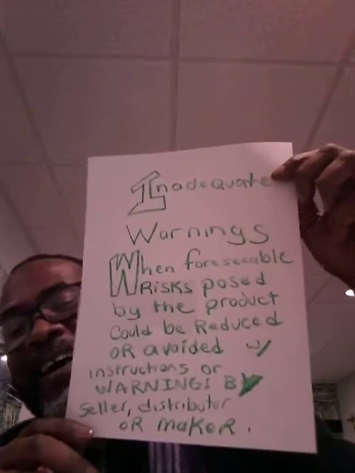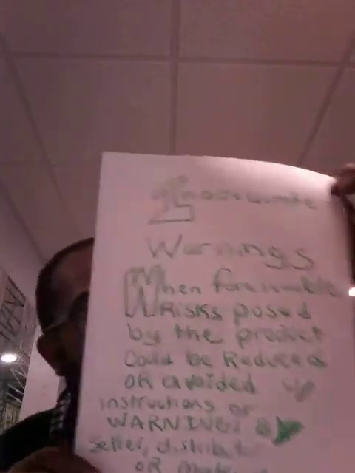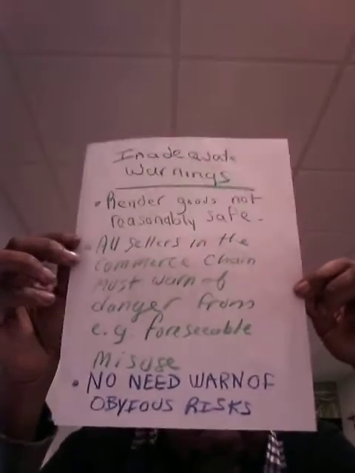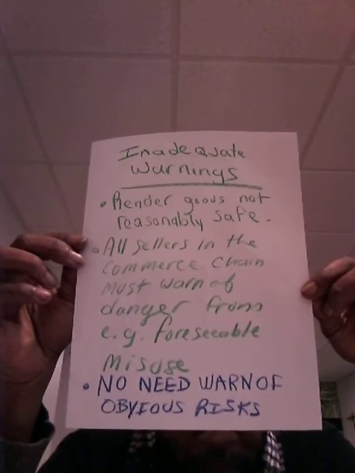I'll put this up here for you guys just to see that for a second. It'll be in the PowerPoint. So an inadequate warning renders the product not reasonably safe, and for that inadequate warning, every person in the commercial chain that gets that product to the consumer or end user is responsible, right? So all sellers in the commerce chain must warn of danger, e.g. foreseeable misuse, all right? There is, however, no need to warn of obvious risks, just as in torts. No need to warn of obvious risks. Obvious risks and dangers are your own responsibility.